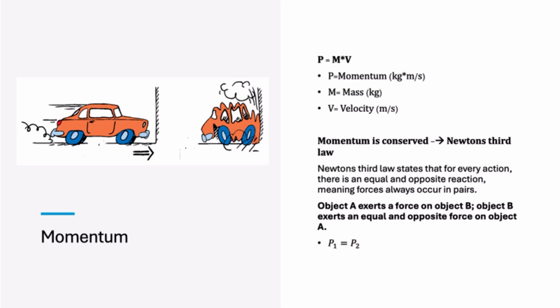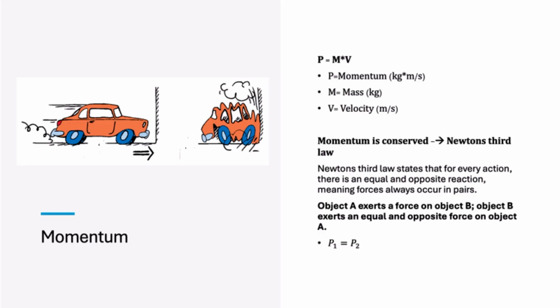The first being momentum. Momentum is a fundamental quantity in physics that essentially describes how hard it is to stop a moving object. Momentum is a vector quantity, which means that momentum has both magnitude and a direction. Momentum is represented through the equation P equals mv, where P is your momentum, m is your mass, and v is your velocity.